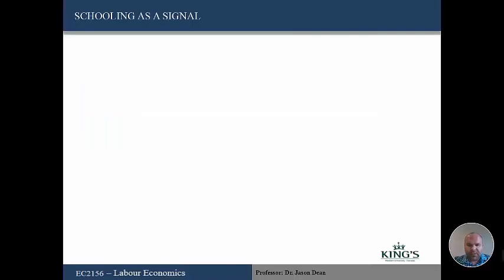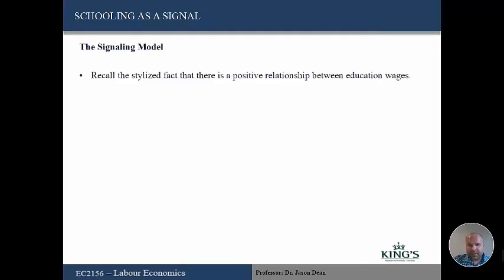In the previous lecture, we talked about how investment in human capital leads to an increase in productivity, and that would increase your wages. And if you remember, in terms of stylized facts, we know that there's a strong positive correlation between education and wages. Well, the signaling model is an alternative explanation for this relationship, and it says that we could have this relationship even if education doesn't provide any productivity-enhancing aspects.